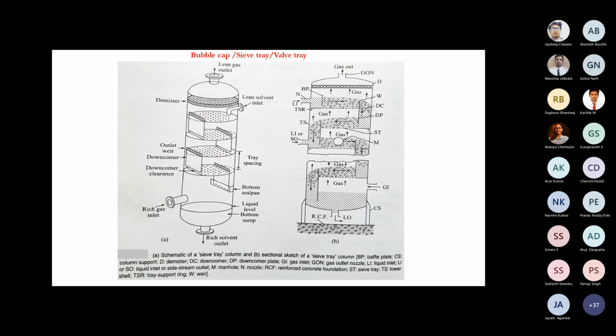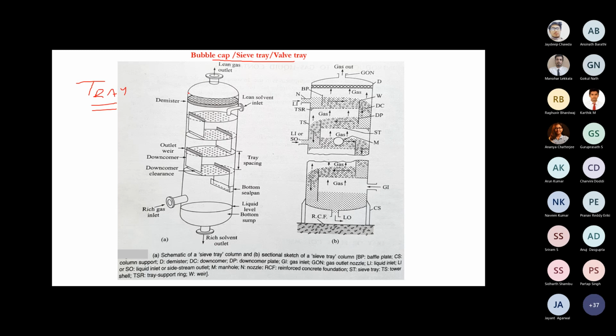Okay, so this is your... we will start with tray columns, or you can say our discussion starts with tray columns. Okay, so this tray column, if you see this diagram, you can see the different components of the tray column.